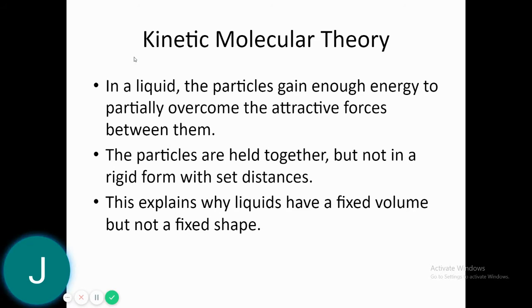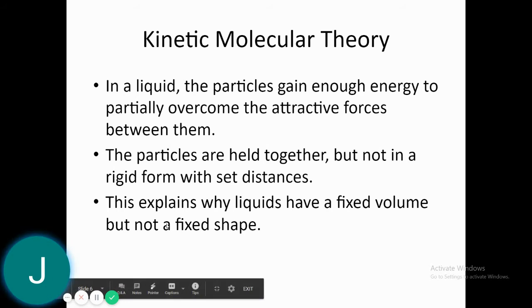Now, if it's 1 liter of water, no matter what I pour it into, it will always be 1 liter of water. So in a liquid, you always have the same amount of volume, but it does not have a fixed shape. Liquids will take on the shape of whatever they're in, so that you have the same amount all the time. That's what volume is, but your shape can change.